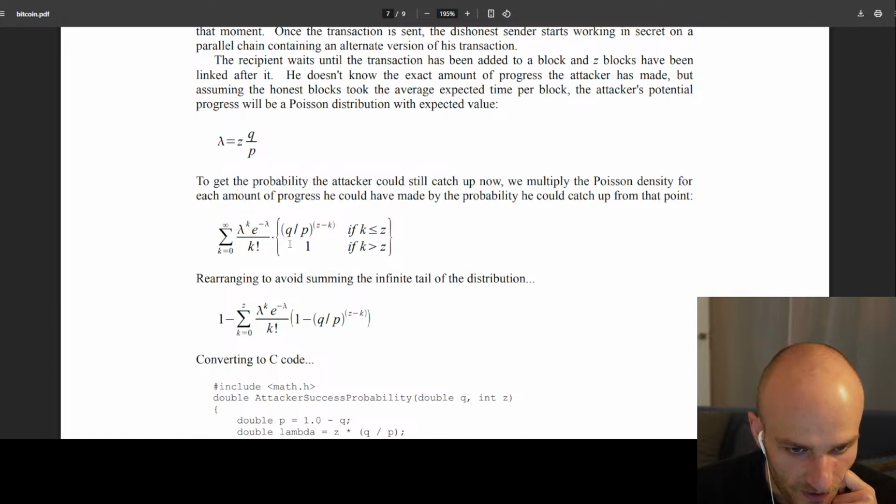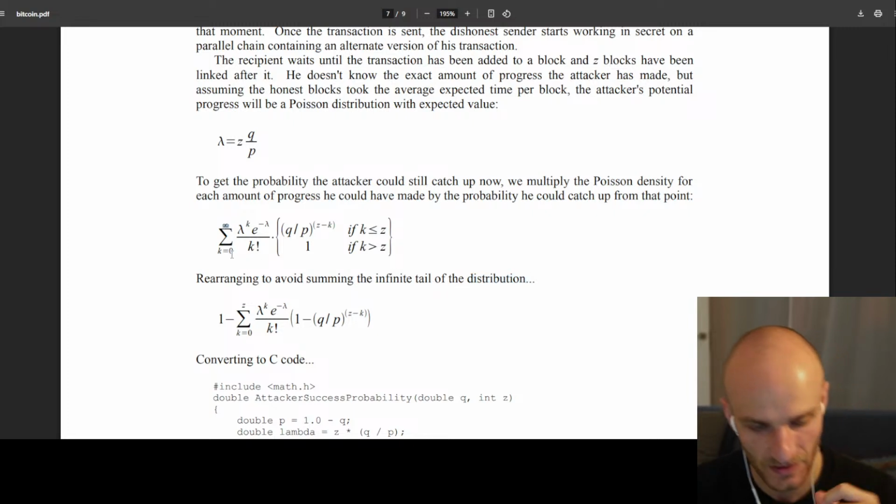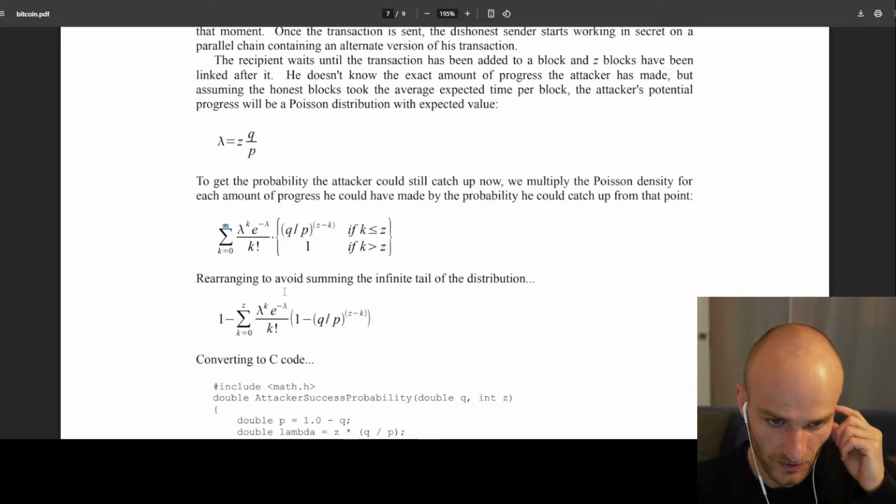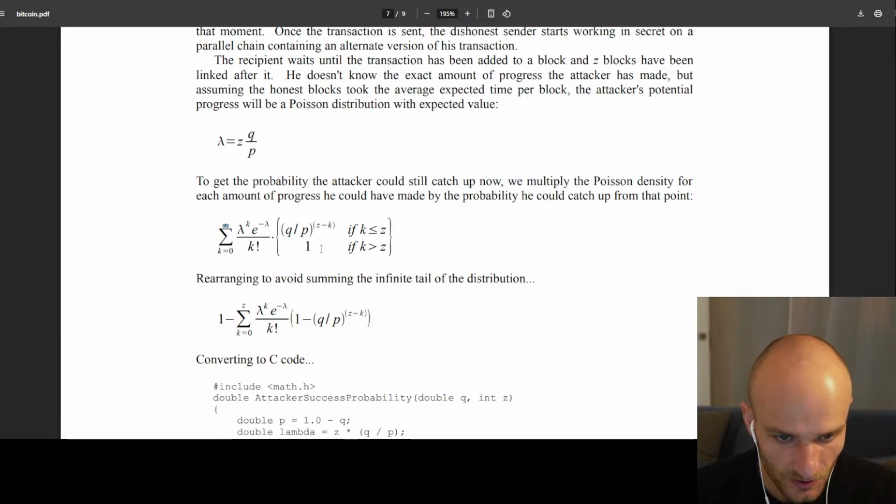So this stuff here is rearranged to avoid summing the infinite tail of the distribution. Yeah, because here we are considering the distribution to infinity. We can utilize this stuff here and rewrite all this formula in this way.